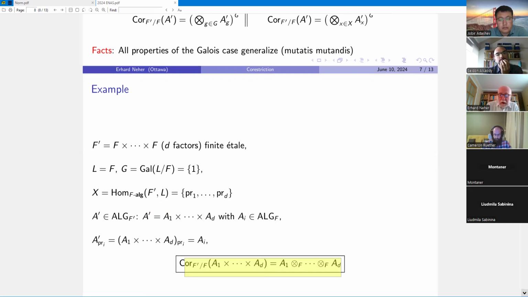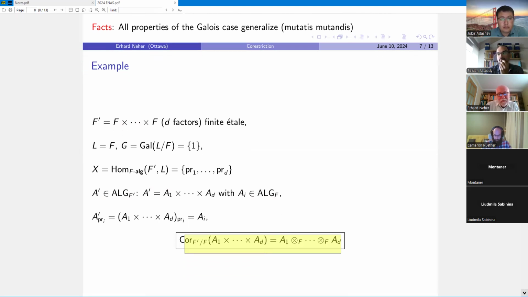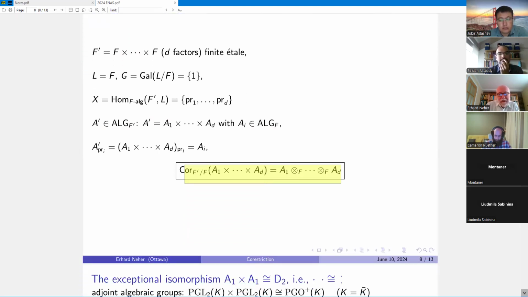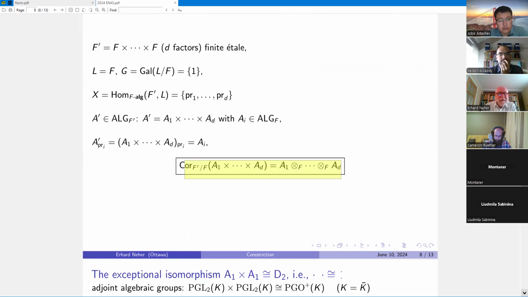Okay. So now let me tell you why I got fascinated with corestriction. And this has to do with the exceptional isomorphism of Dynkin diagrams. A1 times A1 is isomorphic to D2, right? So here it is. A1 times A1 is D2, and you can't see the full D2, but these vertical points are just the end of the Dynkin diagram of type D.